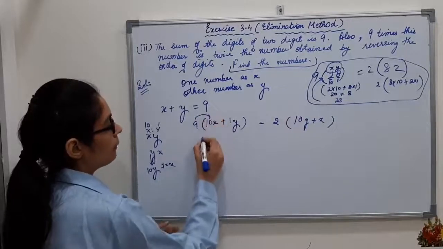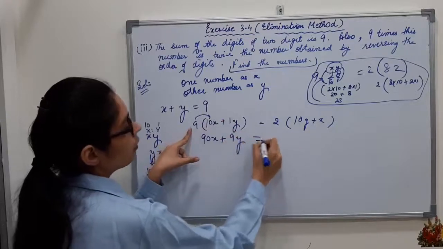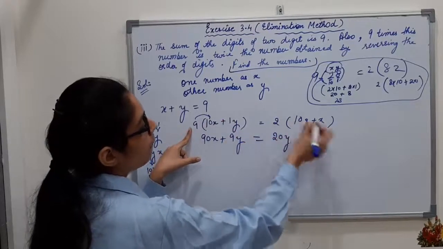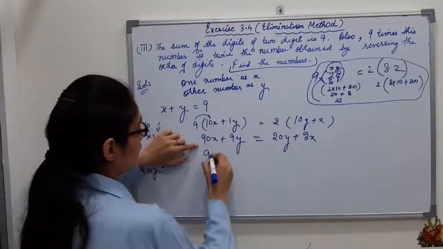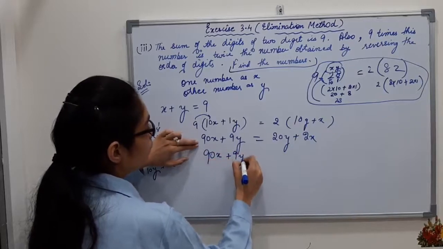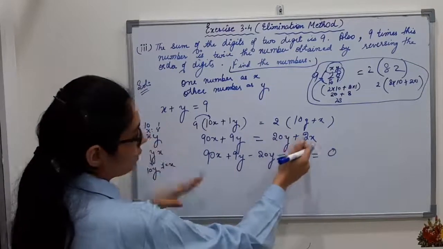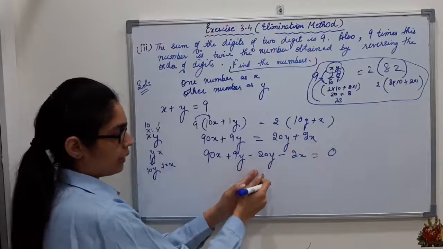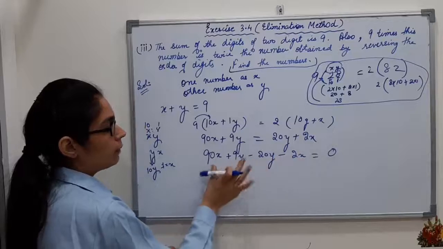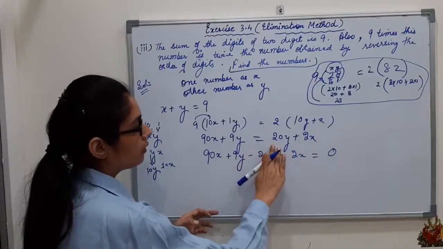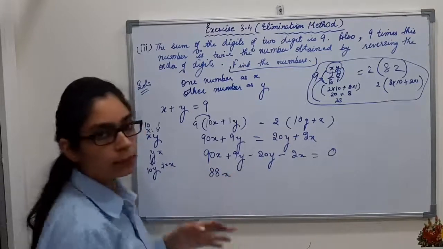Now I'll multiply 9 into 10x is 90x plus 9 into 1 is 9y, equal to 2 into 10y is 20y plus 2 into x is 2x. I'll shift all the terms to this side: 90x plus 9y minus 20y minus 2x. The signs get changed on shifting to this side. Plus 20y will change into minus 20y, plus 2x will change into minus 2x. So 90x minus 2x is 88x. Like terms can be added or subtracted.